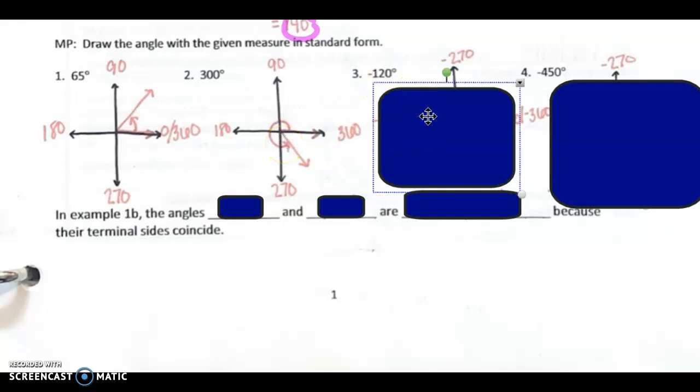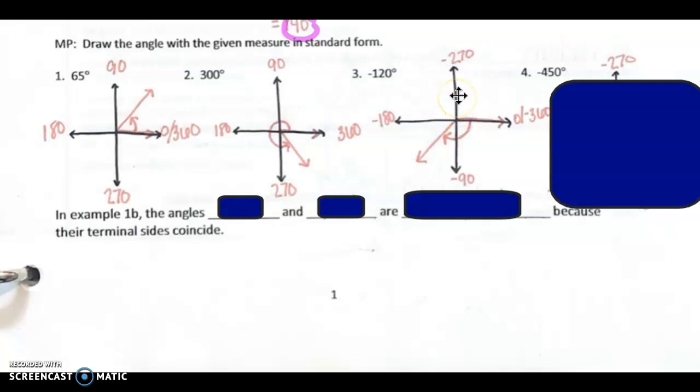Okay, now we have negative 120. It should look like this. So our initial side is here. This time we number backwards if you want to call it that. So it'll be negative 90 down here, negative 180, and negative 120 is between those two. So that's why it's like that.